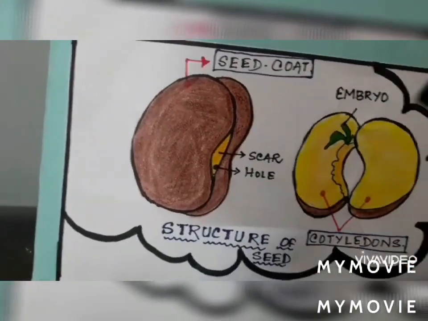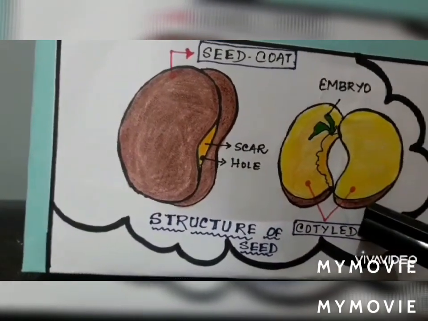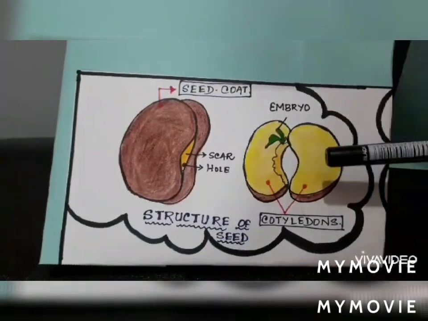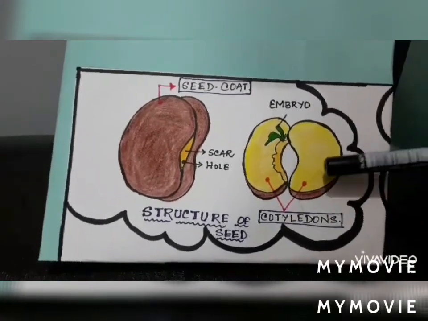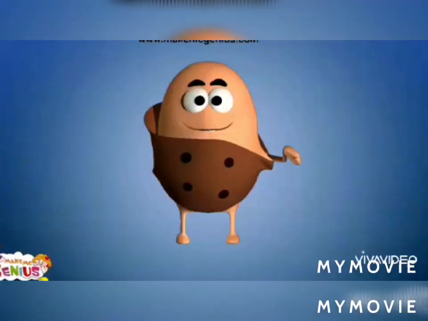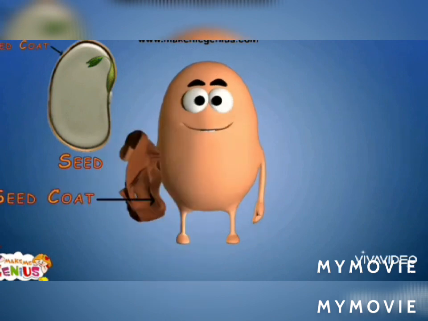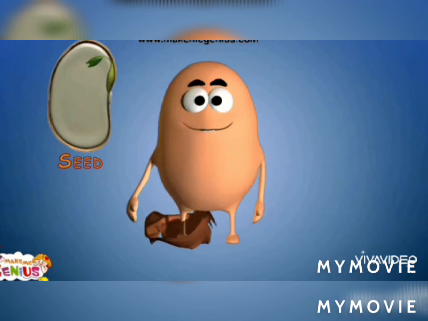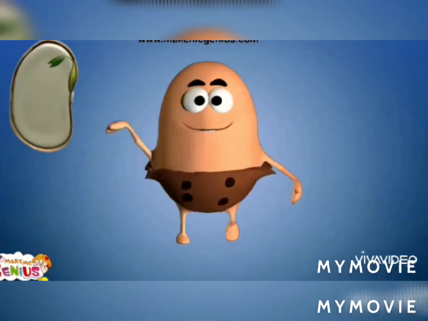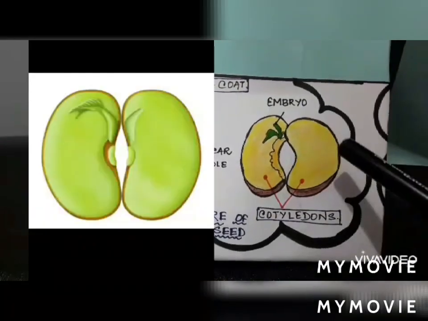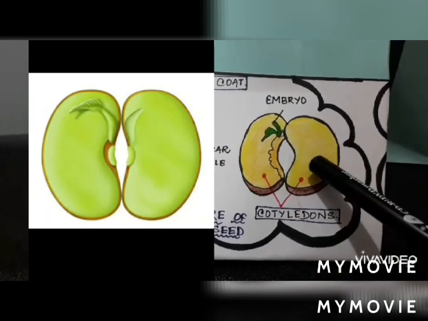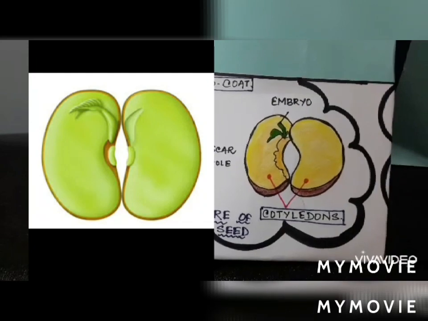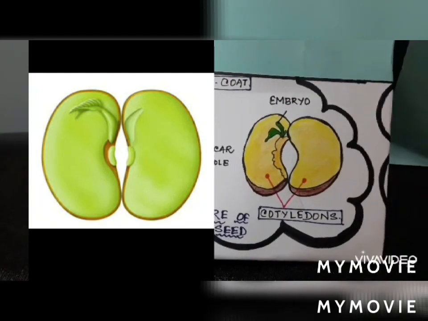Next we will learn the inner structure of the seed. You can see this is the inside structure of a seed. Once we remove the seed coat, then we will open the seed. We see the two seed leaves, the two halves of the seed. First half, second half. They are called the seed leaves. Children, these seed leaves are called the cotyledons of a seed.